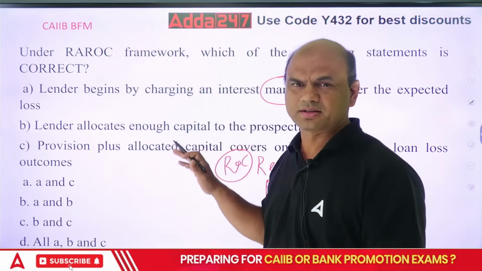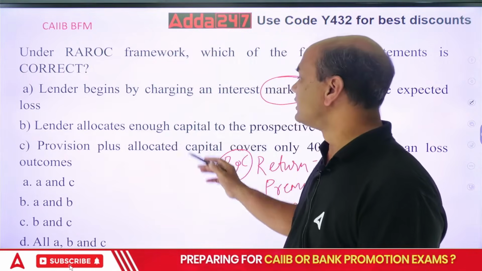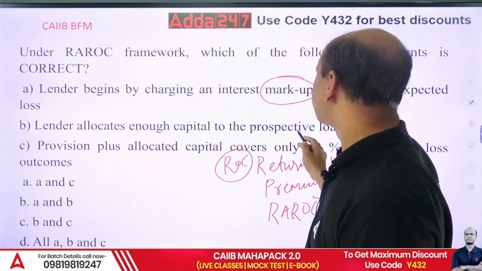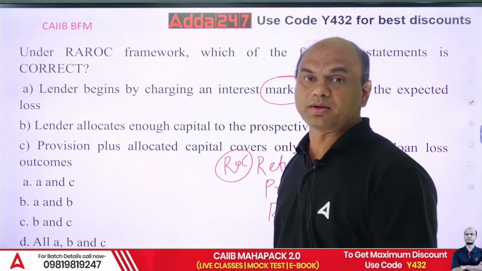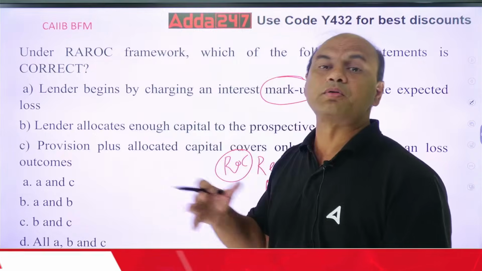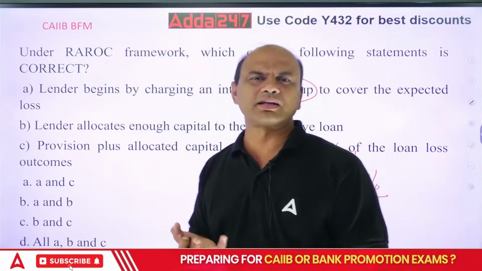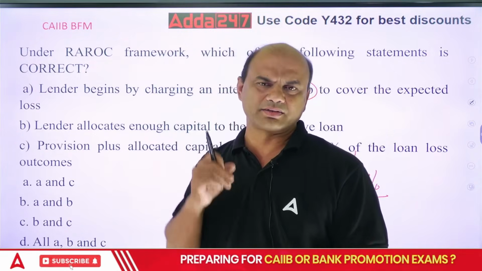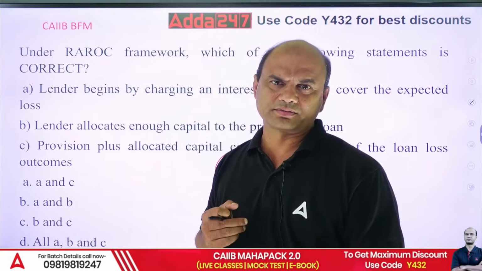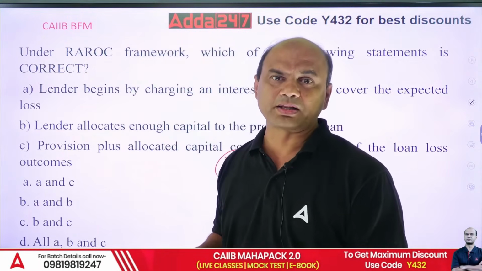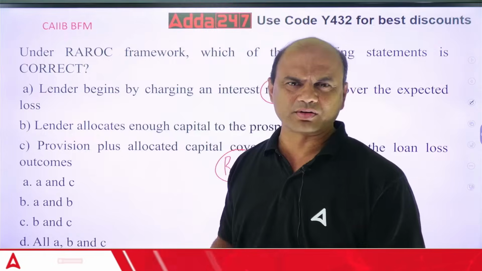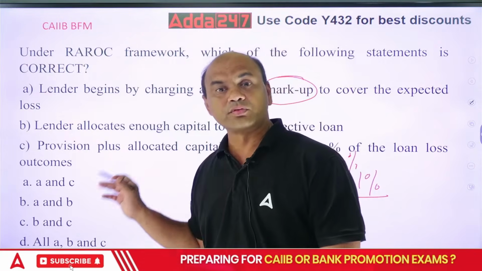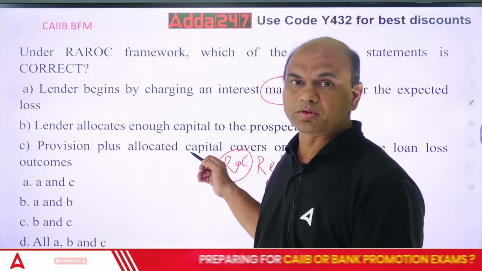I'll answer it afterwards. Next statement: the lender allocates enough capital to the prospective loan. Enough capital, we apply a good amount of capital. Now, what is that capital? It is covered under your CAR, capital adequacy ratio, or CRAR as we call it. So, do we allocate a good amount of capital? Yes.